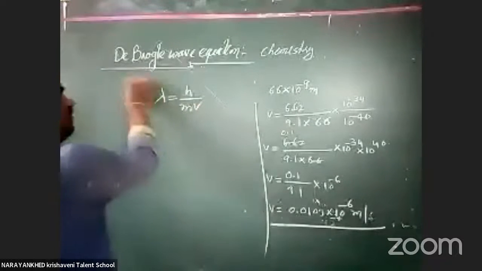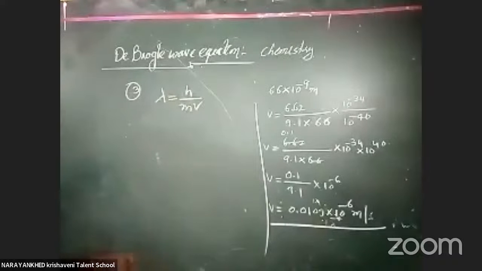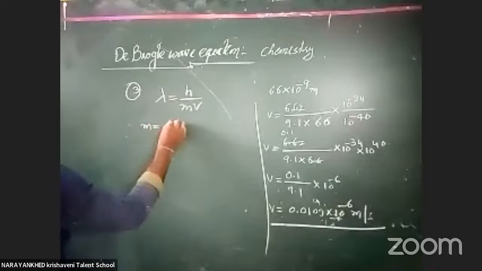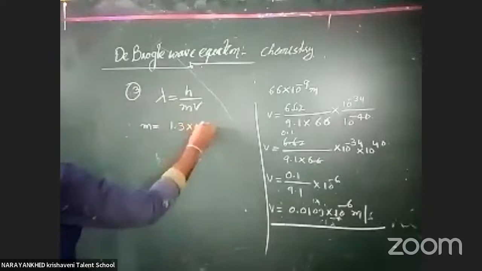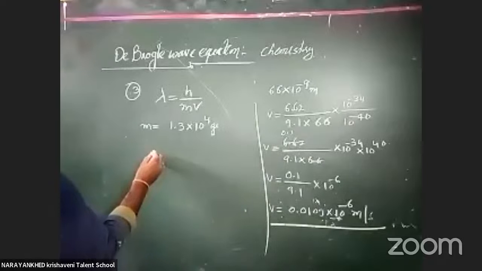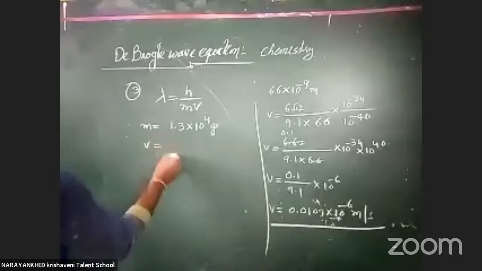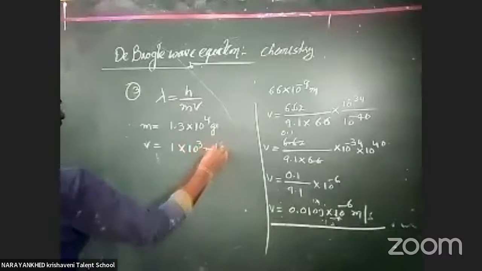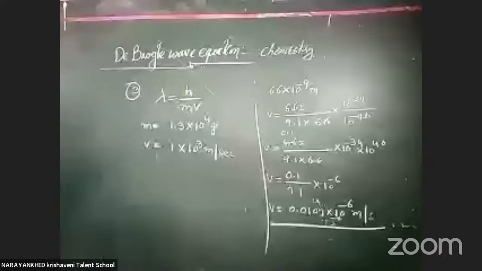This is the third example. Here, what is given is the mass of the car: 1.3 into 10 to the power of 4 grams. And what is the speed of the car? v is taken as 1 into 10 to the power of 3 centimeter per second. Clear or not, all?